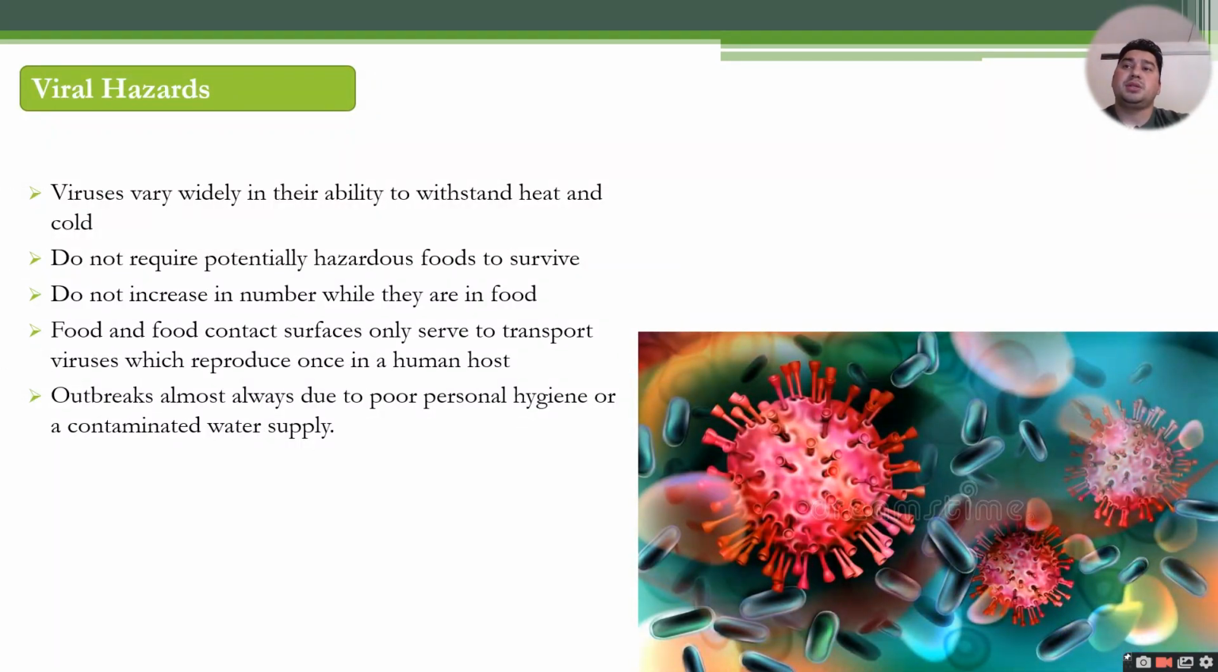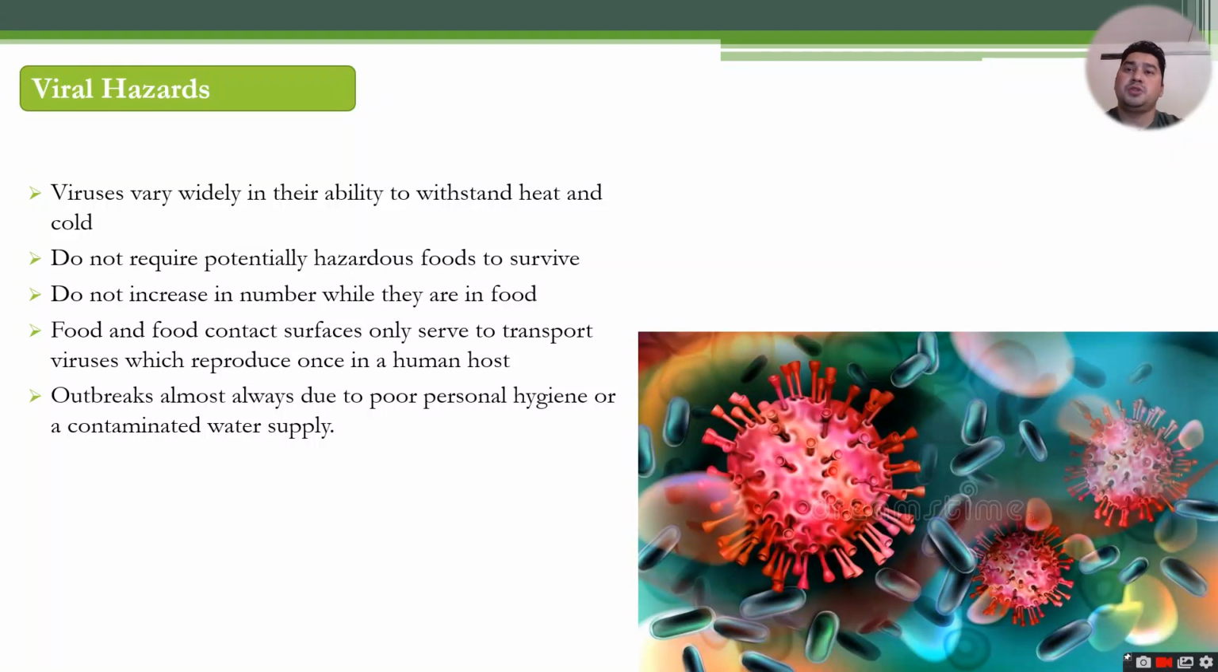Viral hazards: viruses vary widely in the ability to withstand heat and cold, and do not require potentially hazardous foods to survive, so they do not increase in number while they are in food. Whenever they are in food, they will not increase. Whenever they go inside our body, they start to increase. Food and food contact surfaces only serve to transport viruses, which reproduce once in a human host. Whenever they enter our body, they start to multiply.